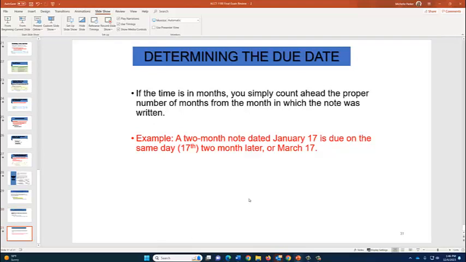And then the last slide, we need to remember how to determine the due date for a note. If the term or the time of the note is in months, you simply count ahead those number of months to get to the month when the note is due. So for example, we have a 2-month note dated January 17th. So that means it's going to be due in 2 months. So February, March. So 2 months later is March 17th.